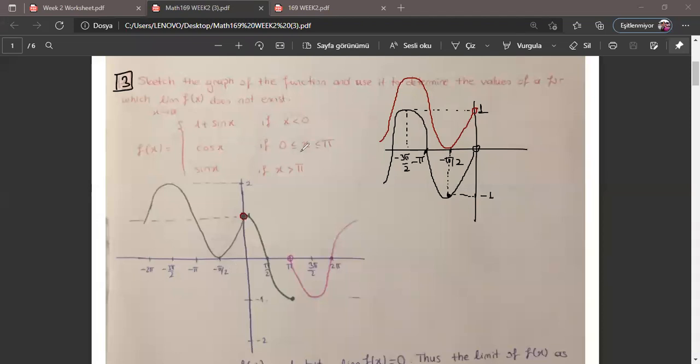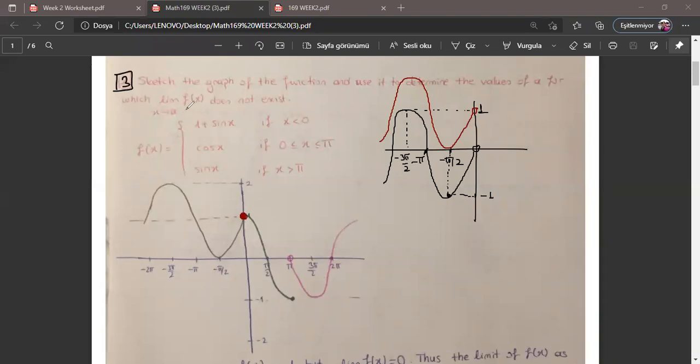Now, what about this cosine 0? If we plug x equals 0, cosine 0 is equal to 1. So we have now this dot. And we sketched the graph of cosine here, as you all know. And when x is greater than pi, again, you know the graph of sine, or at least you should know that. And this is the graph of sine.